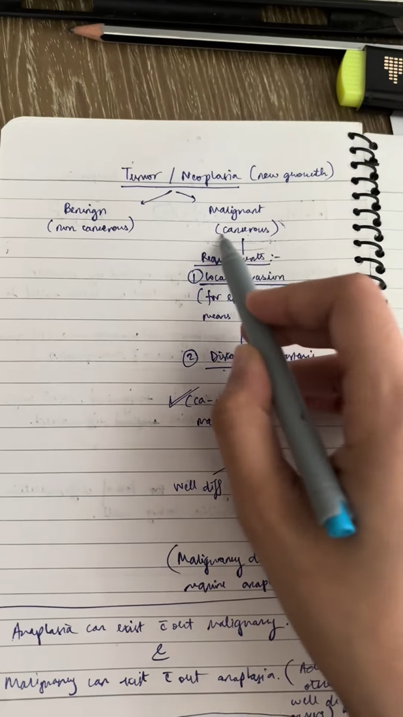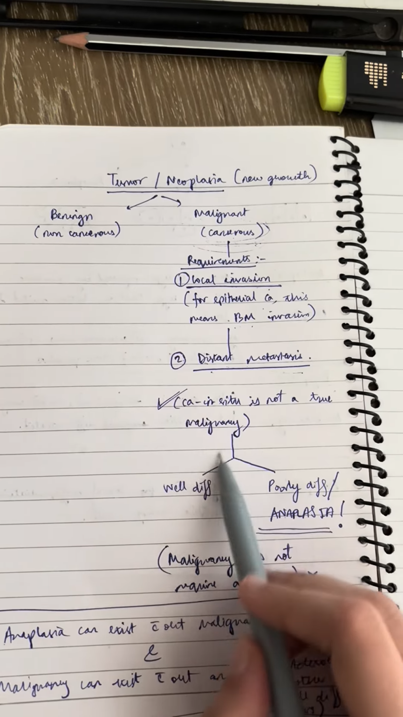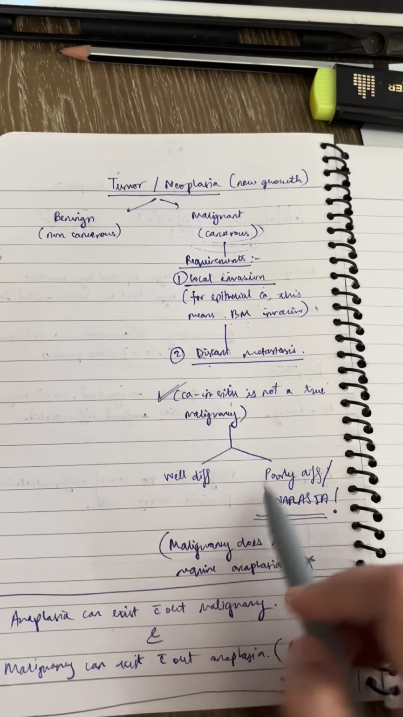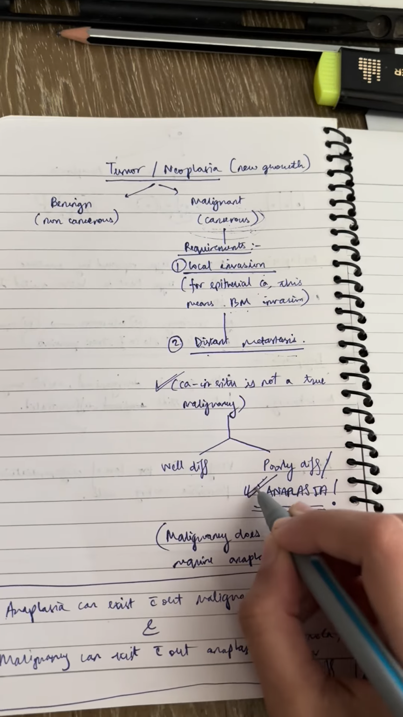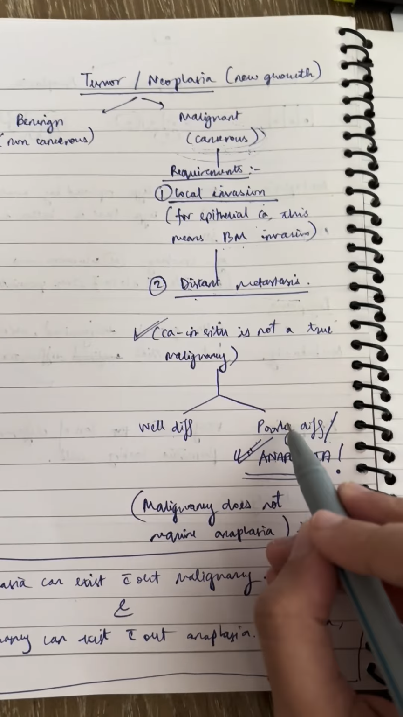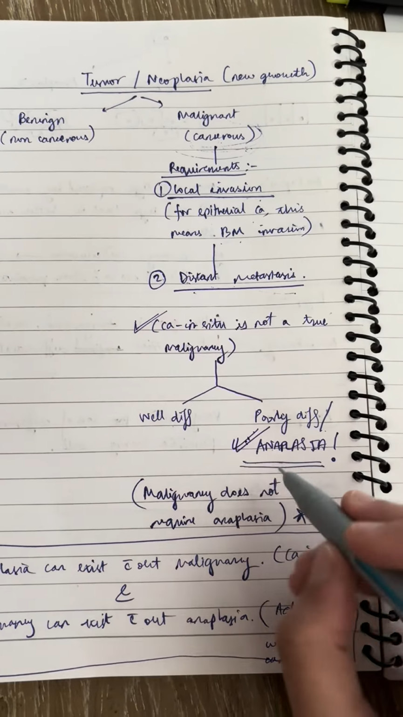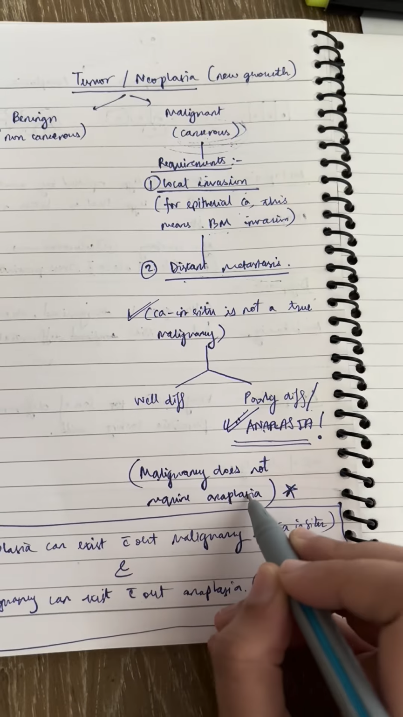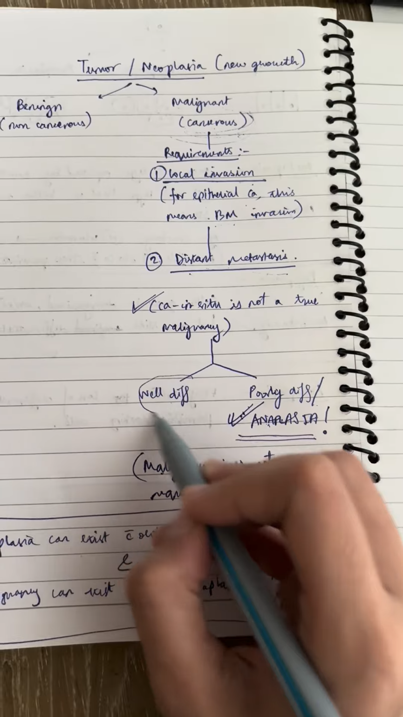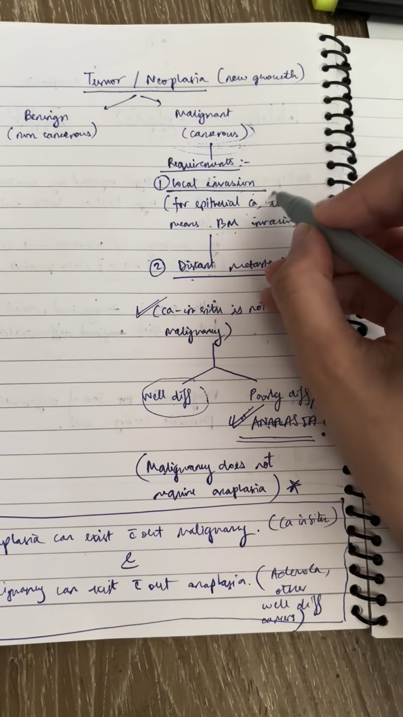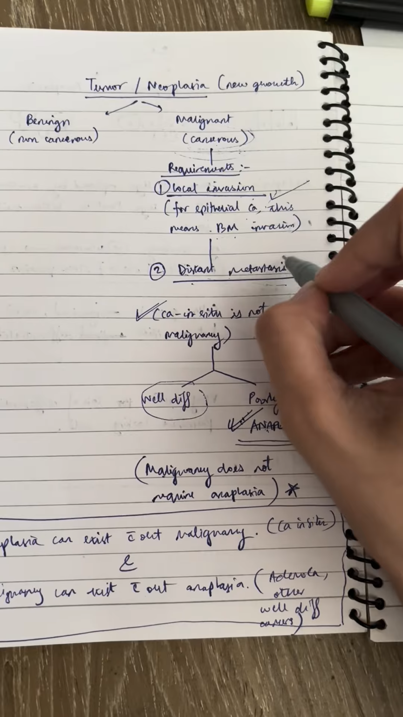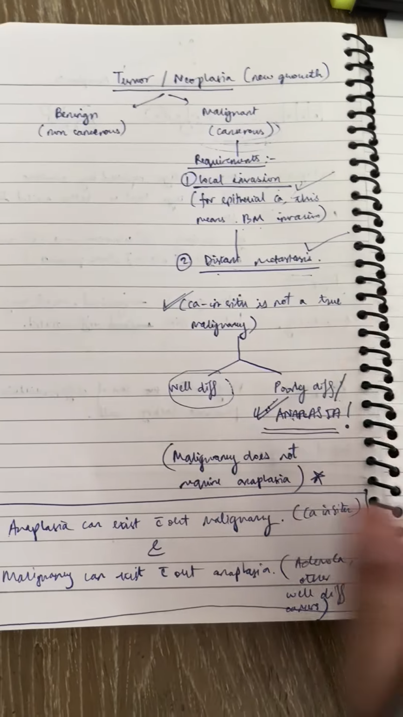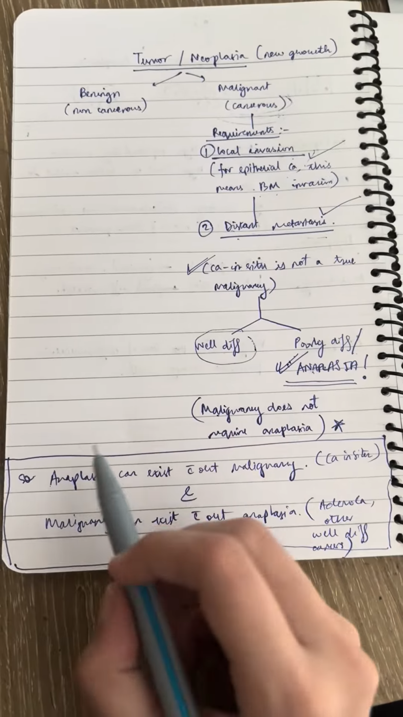Now let's divide cancers or malignant tumors into two parts, well differentiated and poorly differentiated. This is exactly where anaplasia comes in the picture. A poorly differentiated malignant tumor will have anaplastic cells, but malignancy does not always require anaplasia, right? You can also have well differentiated tumors that invade basement membrane or that have local invasion and have distant metastasis, but they are not poorly differentiated. So this is where we link both these things.